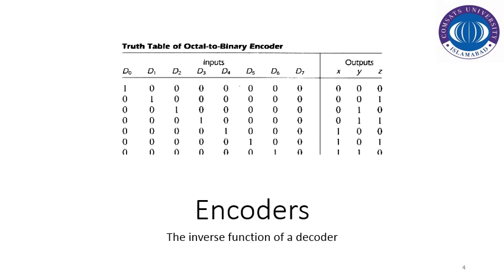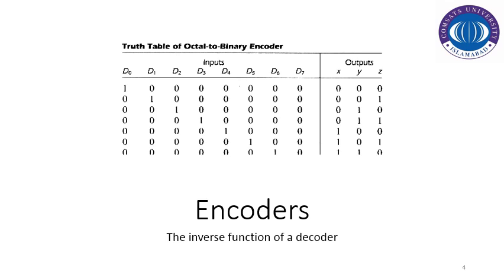In today's class, we're going to discuss the example of the octal to binary encoder. In the previous class, we discussed binary to octal conversion. Now we're going to see how an octal digit is encoded into a 3-bit binary code. So this particular example covers that concept.